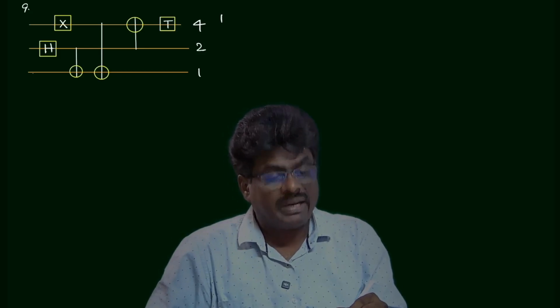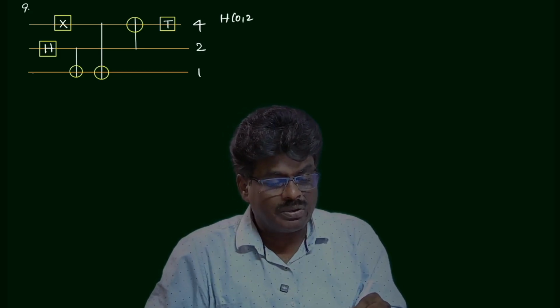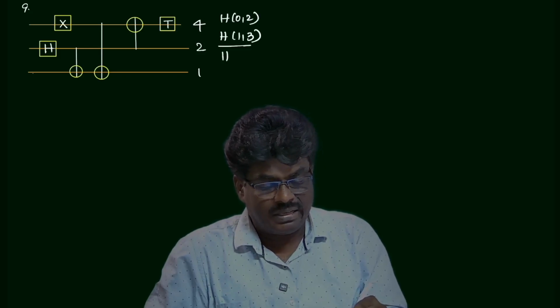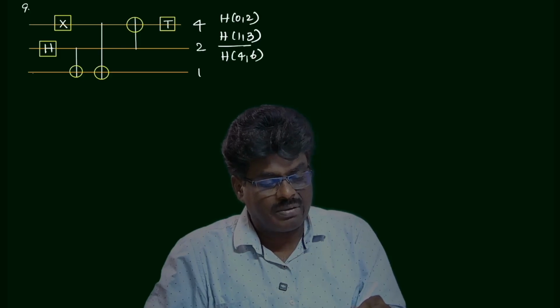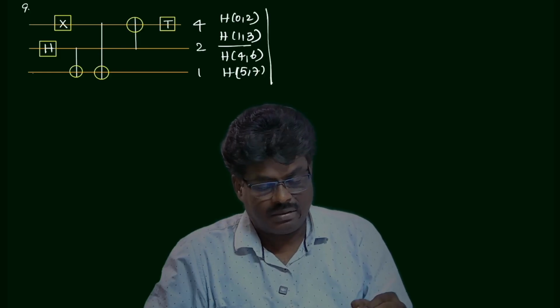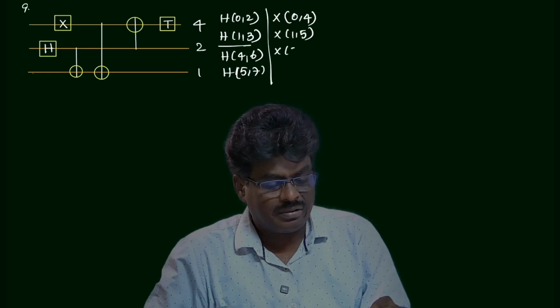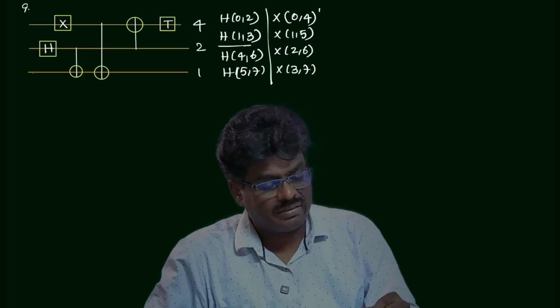Here I am writing. First I am starting with the Hadamard, that is on 2, 0 comma 2, and add 1, 1 comma 3. Next you have to add 4, 4 comma 6, and 5 comma 7. Next X, it is on 4, 0, 4, 1, 5, 2, 6, 3, 7.